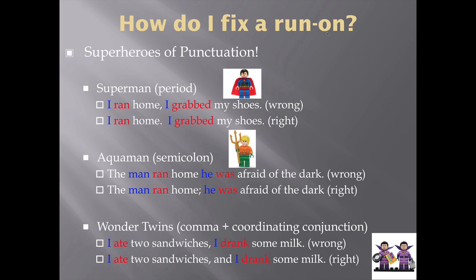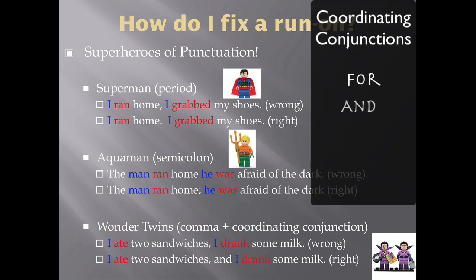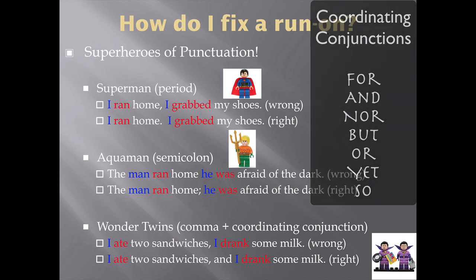A coordinating conjunction is one of seven words: and, but, or, nor, for, so, and yet. You may have memorized them as the FANBOYS. So that's what a coordinating conjunction is. So the Wonder Twins can separate two complete ideas and do it correctly. For example, I ate two sandwiches, comma, I drank some milk. Well, that's wrong because it's a run-on, because it's two complete ideas trying to be separated with a comma. But if you say, I ate two sandwiches, comma, and I drank some milk, well, now it's correct.